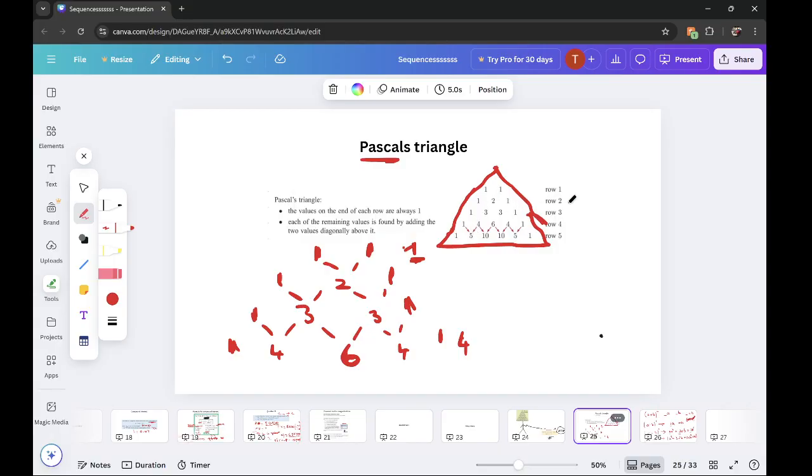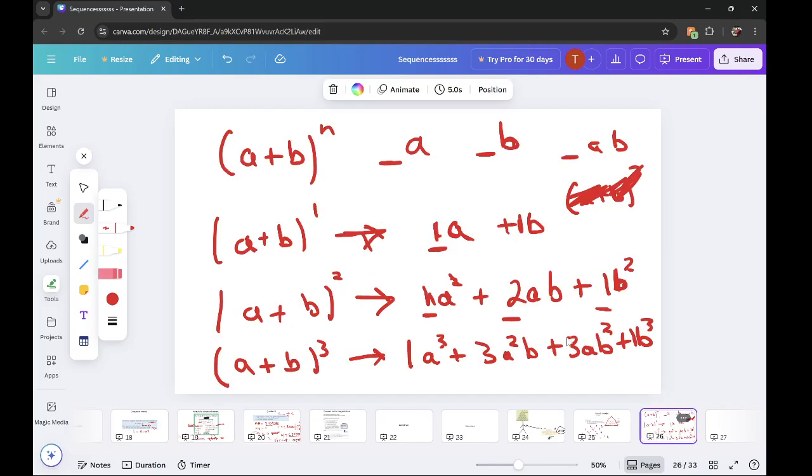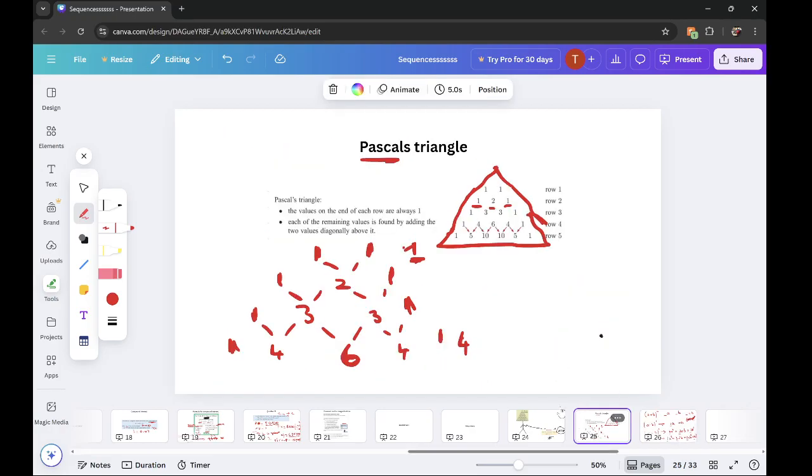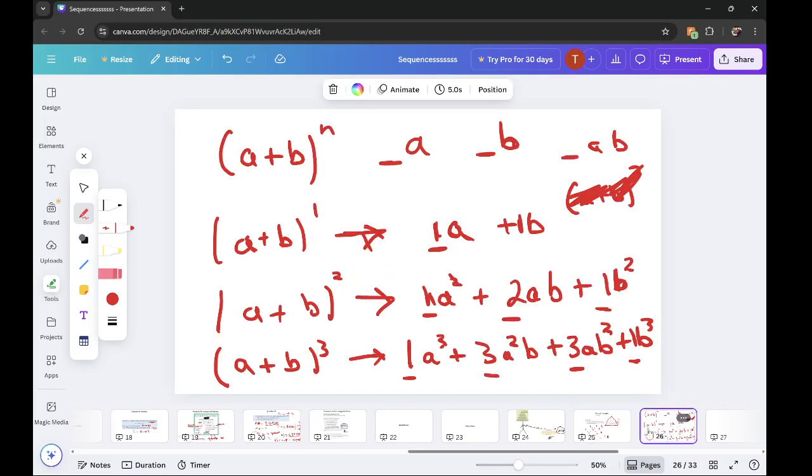Let's look at row 2 over here: 1, 2, 1. Okay, that could be a coincidence again, but let's look at (a + b) to the power of 3, which is 1, 3, 3, and 1. That's what row 3 is. And as you can see, it just keeps on repeating and repeating for each of the values that you have.